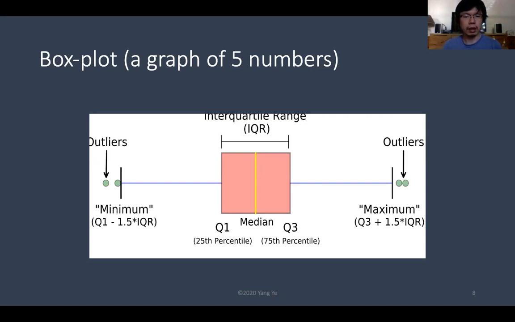And again, there are different ways of estimating minimum and maximum. Here, what's shown in the image is the 1.5 IQR method. So the minimum and maximum are not actually the actual minimum and maximum values in the data. Instead, values lower than the minimum or higher than the maximum are considered outliers using this method. We've also talked about the different ways of calculating Q1 and Q3, and there are also different ways of determining which one is the median.